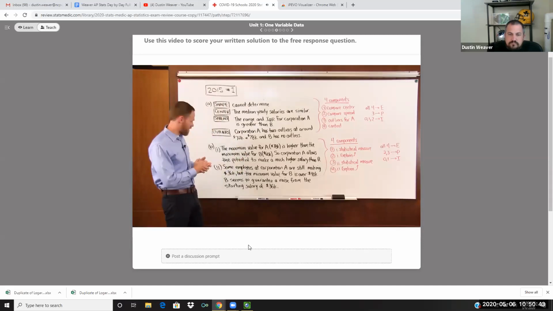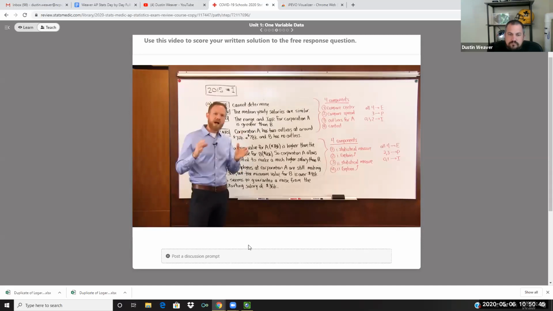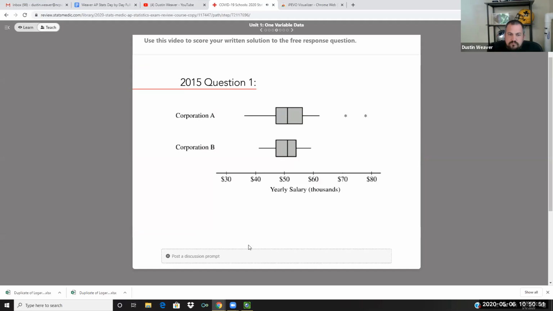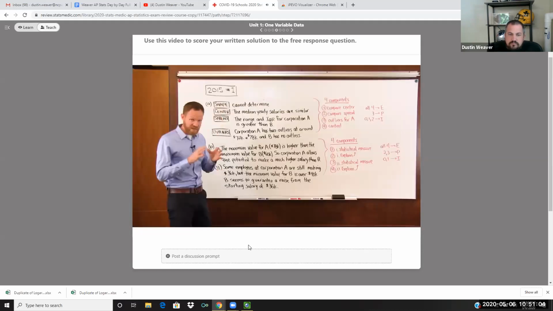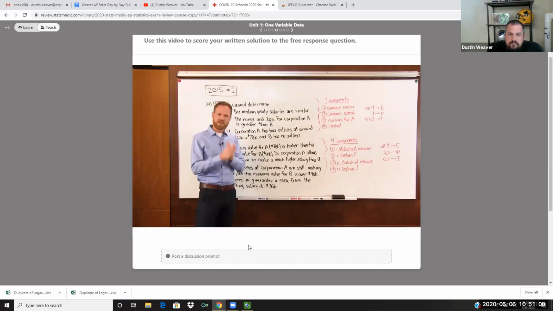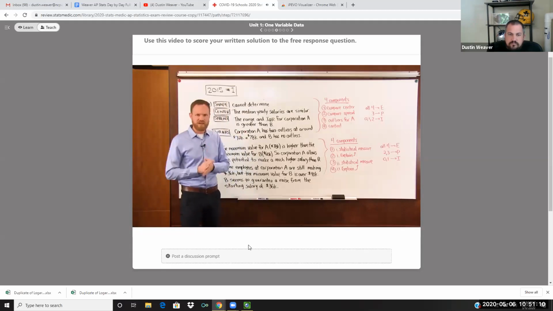In the second part of the question, we're supposed to think about why we might want to choose Corporation B. What I noticed on the box plots was that some employees at Corporation A were still making the same $36,000 as when they were hired, whereas at Corporation B, the minimum value has increased from $36,000. And so the advantage of Corporation B is that it seems to guarantee that you will get some sort of a raise from your starting salary.